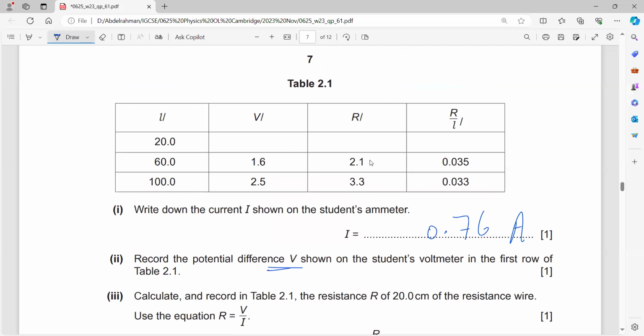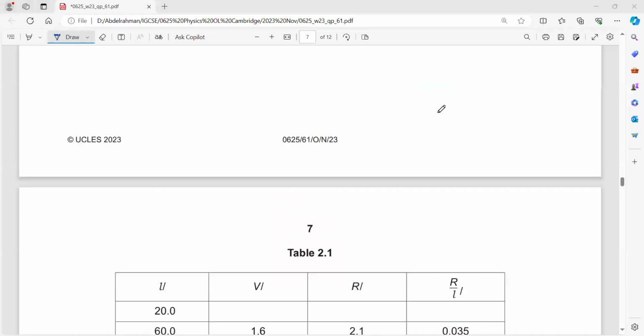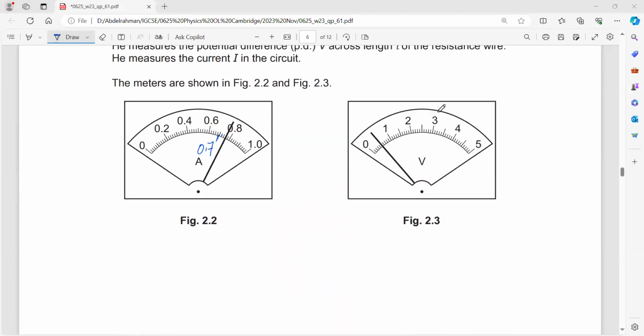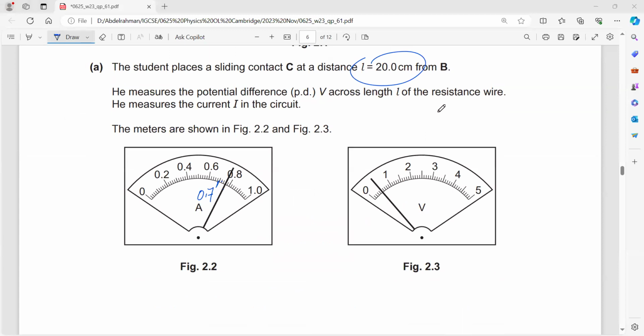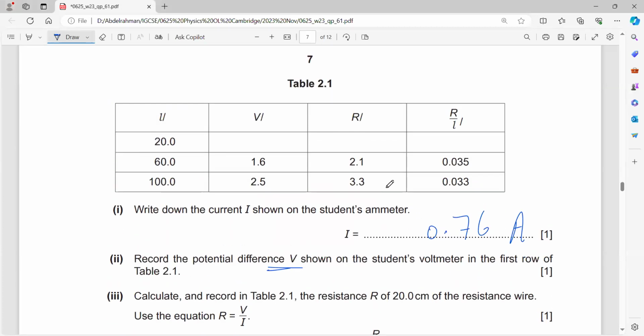Record the potential difference V. I need to write down the voltage. Here I have the current 0.76. What about the voltage? This is an easy voltage: 0.1, 0.2, 0.3, 0.4 and 0.5. So the voltage is quite easy. I'll just write it down as 0.5 in the table, and I can leave it as 0.5, no problem.